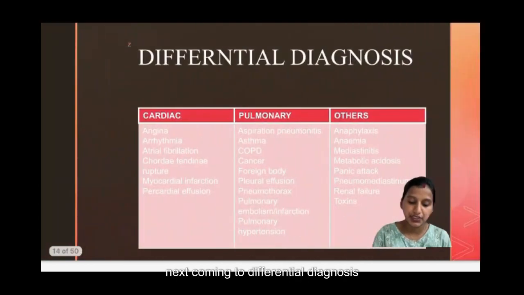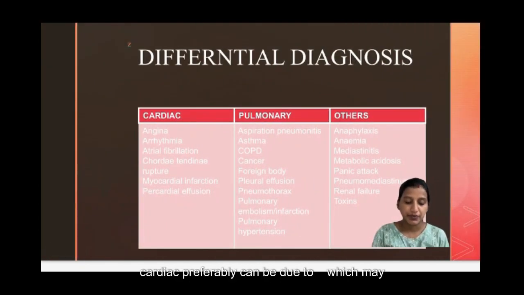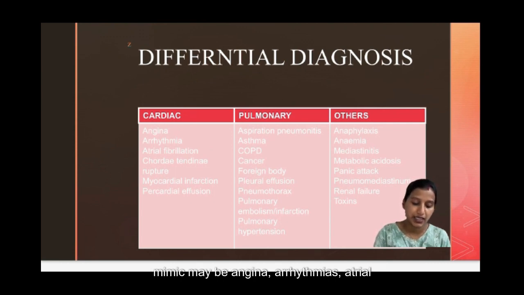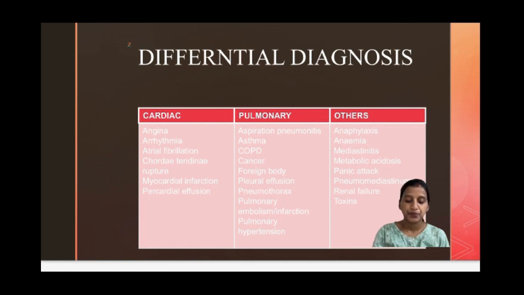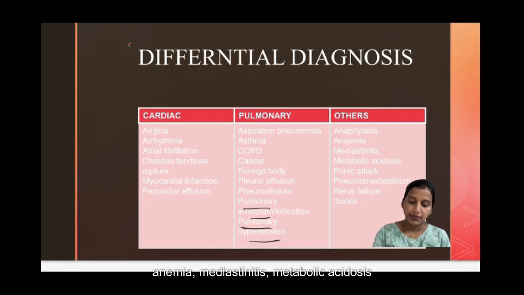Next, coming to differential diagnosis. Cardiac causes which may mimic heart failure can be angina, arrhythmias, atrial fibrillation, MI, and pericardial effusion. The pulmonary causes could be aspiration pneumonitis, asthma, COPD, pneumothorax, foreign body, pulmonary embolism, and pulmonary hypertension. Other causes can be anaphylaxis, anemia, mediastinitis, metabolic acidosis, panic attacks, renal failure, and toxins.